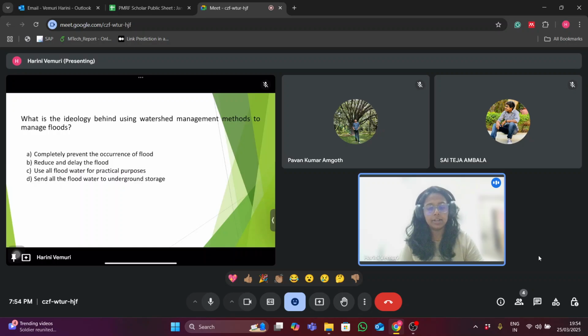Next one is, what is the ideology behind using the watershed management method to manage floods? Option A, completely prevent the occurrence of flood. Option B, reduce and delay the flood. Option C, use all flood water for practical purposes. Option D, send all the flood water to underground storage. So it's option B, to reduce and delay the flood event.